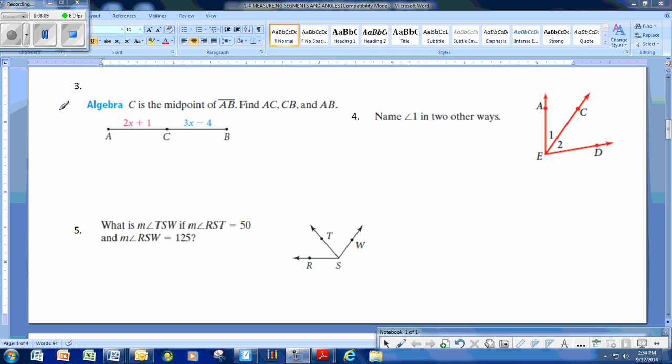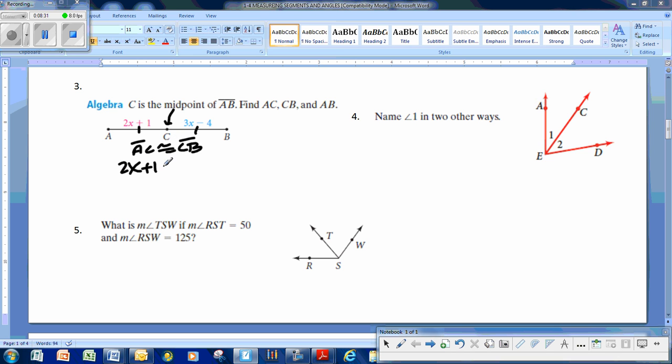Next we have example 3. This one says C is the midpoint of AB. So I know that a midpoint will split that segment into 2 equal segments. And we're going to find all the lengths, AC, CB, and the total length of AB. So since I know AC is congruent to CB, I can set these equal to each other. So 2x plus 1 is equal to 3x minus 4.